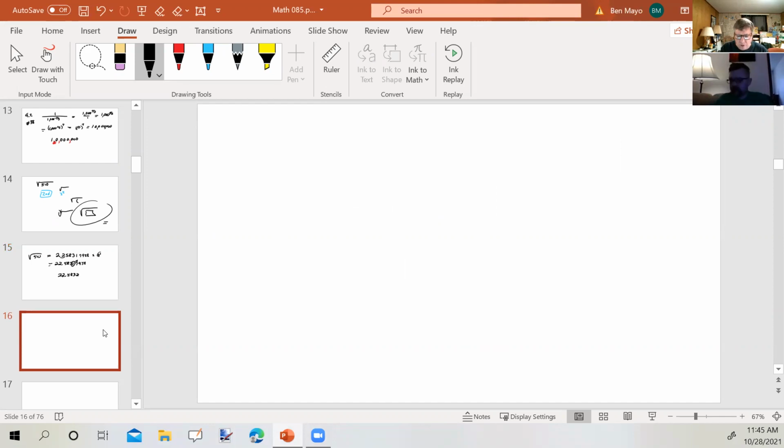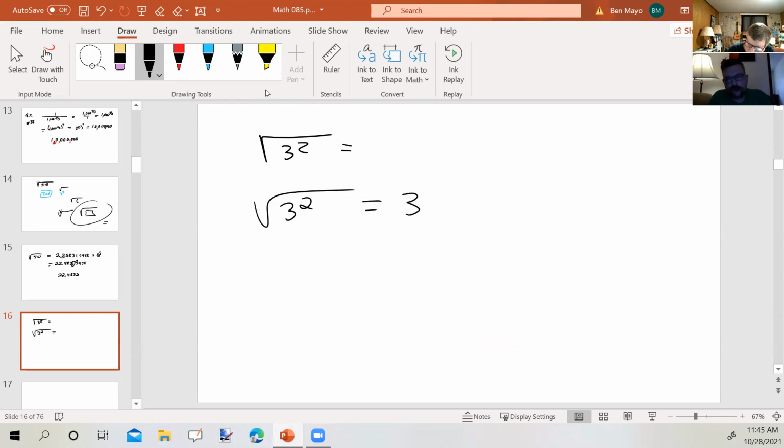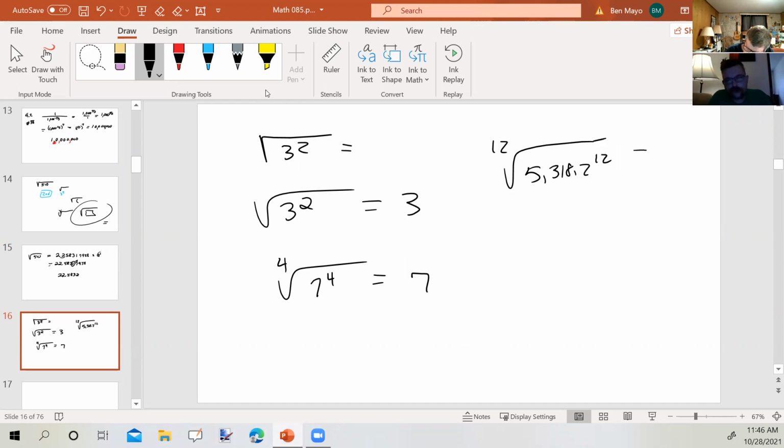And I want to sort of establish some things that you may or may not have noticed. If we take the square root of 3 squared, what do we get? We get 3, right? How about the 4th root of 7 to the 4th power? We get 7. How about the 12th root of 5,318.2 to the 12th power? We get 5,318.2, right?